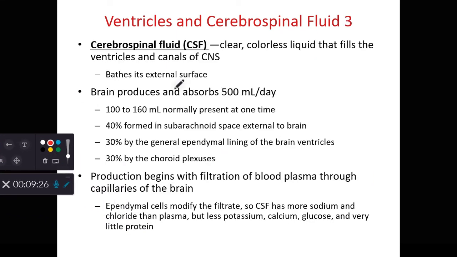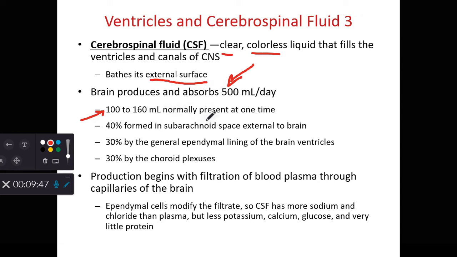Now, as we're looking at cerebral spinal fluid, it's clear, it's colorless, and it's going to bathe the external surface of the brain. As we look at the amount of cerebral spinal fluid that's made, it's about half a liter, or 500 milliliters, being produced per day. At any given point in time, we're going to have about 1/10 of a liter of cerebral spinal fluid in the brain.